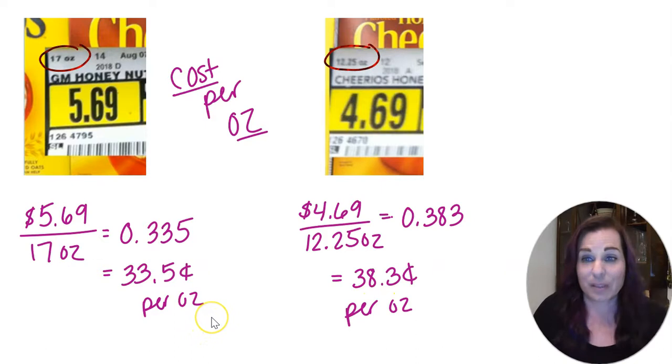Now, if we round them, because we don't want decimal approximations, the first one, 33.5, would round to 34 cents, and 38.3 would round to 38 cents. So you could still see the difference even if you round them. But if we're looking for the better buy, it's going to be this one, because it has a smaller cost per ounce.